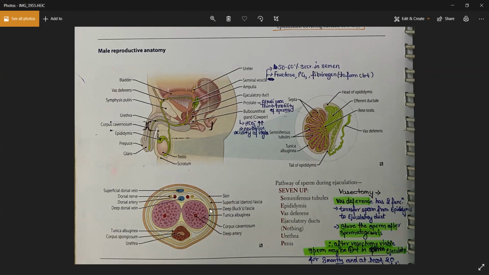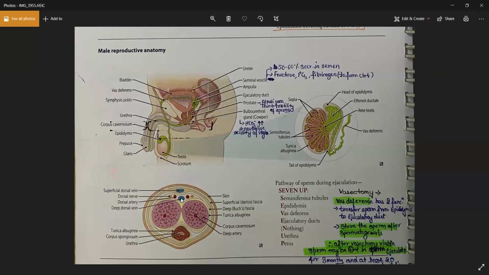Then you have the deep fascia, which makes sense. After the superficial fascia, you have the deep fascia, and this deep fascia is known as Buck's fascia. This fascia surrounds all the cylinders, that means the corpus cavernosum and the corpus spongiosum, and it contains all the blood vessels also. After this deep fascia, you have the blood vessels, and these are the deep dorsal veins. You also have the dorsal artery and the dorsal nerves.